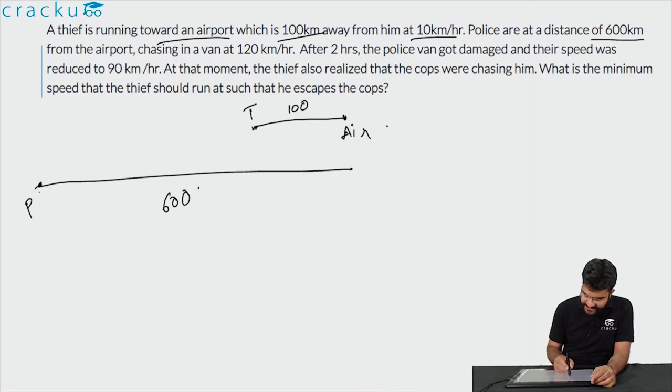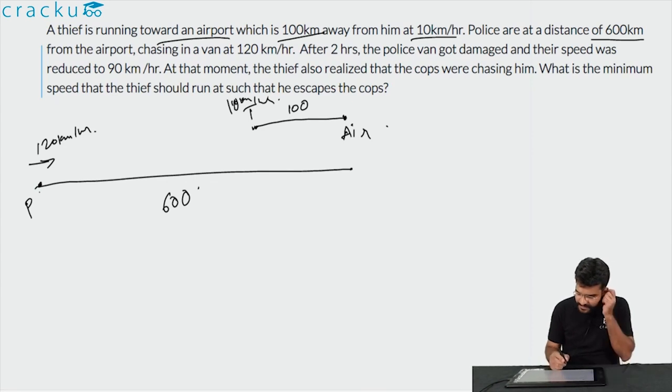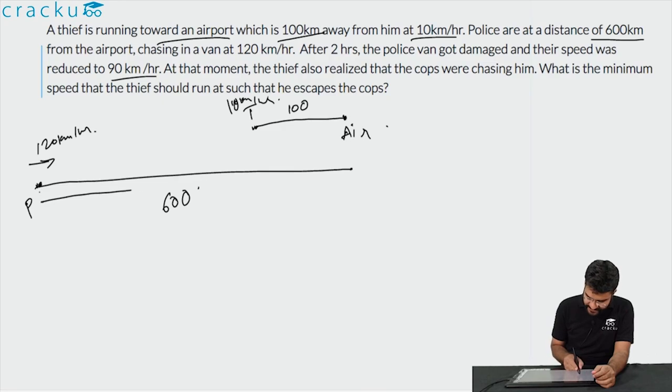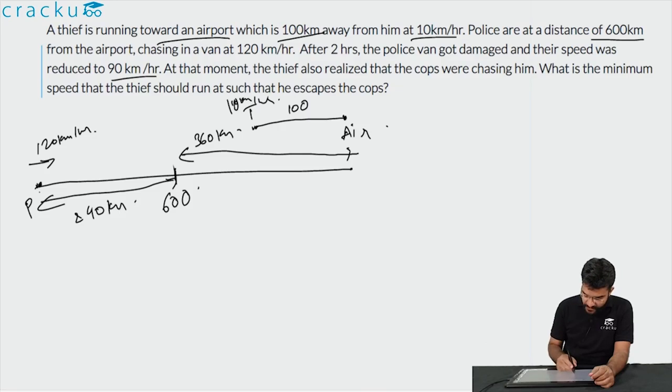They are chasing in a van at 120 kilometers per hour. So this is 120 kilometers per hour. And the thief is running at 10 kilometers per hour. After 2 hours, the policeman's van got damaged and the speed was reduced to 90 kilometers per hour. So in these 2 hours, the police would have covered 240 kilometers. So for the police, at the end of 2 hours, the distance remaining is 360 kilometers. And from now on, they can travel only at 90 kilometers per hour.